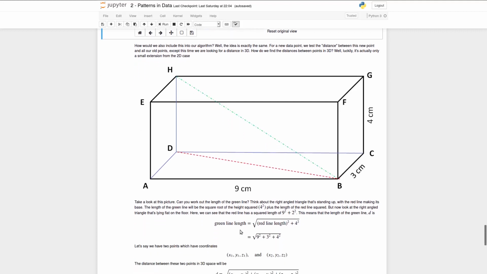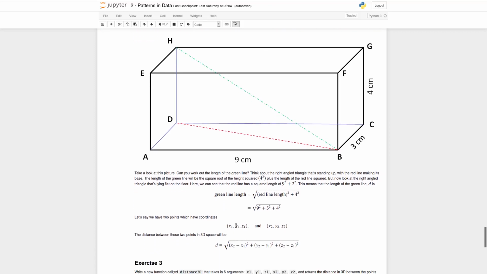So you can see here, I've just done a little thing which says the green line length is going to be the red line length squared plus 4 squared. But the red line length squared is going to be 9 squared plus 3 squared, and that's the red line length squared. So basically you can say that the length of the green line squared is just going to be 9 squared plus 3 squared plus 4 squared. So it's actually really similar. We're basically saying that Pythagoras, or the distance calculation in 3 dimensions, is just the same as in 2 dimensions, except you just add on the height as well.